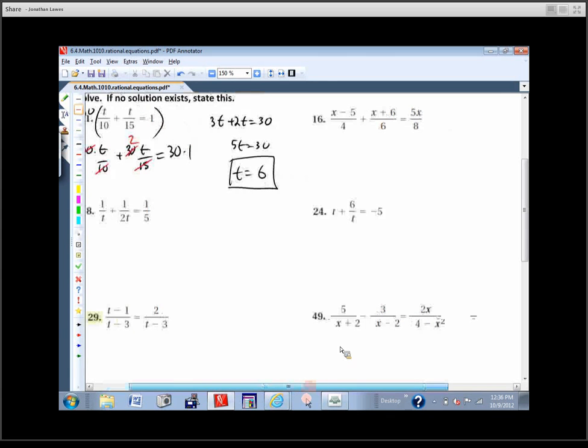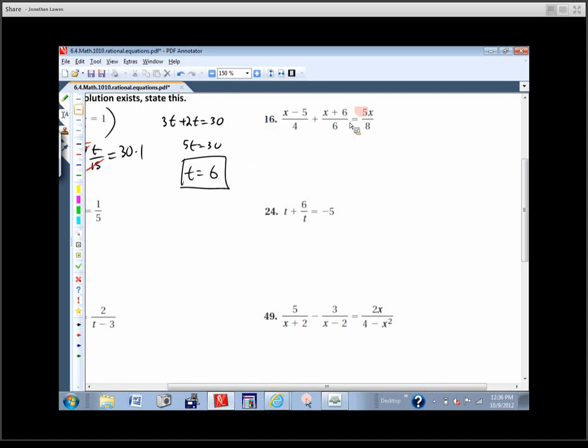Okay, do I have any domain issues on this one? Nope. No variables in the denominator, so I'm not in any danger there. So we want to multiply by something that will cancel off a 4, a 6, and an 8. What is the smallest number that will cancel off a 4, a 6, and an 8? 24 is the smallest one that will do that. Okay, now on this one, I'm not going to write it, I'm just going to talk about it.